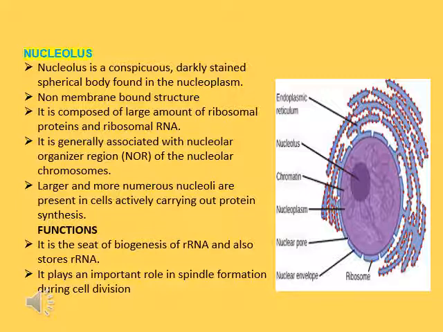So special जो आपके cells है जिनका main function आपका protein synthesis ही है, वहाँ पे आपको जो nucleolus है उसका size भी बड़ा मिलेगा और उसका count भी ज़्यादा होगा. Now, what are the functions of this nucleolus? It is a seat for the biogenesis of ribosomal RNA and also stores ribosomal RNA. It also plays an important role in spindle formation during cell division.